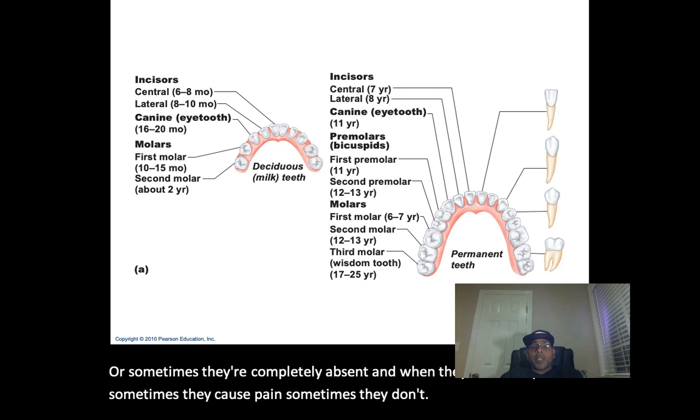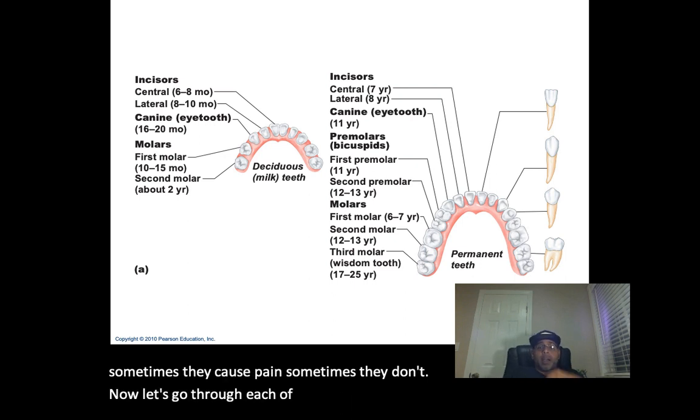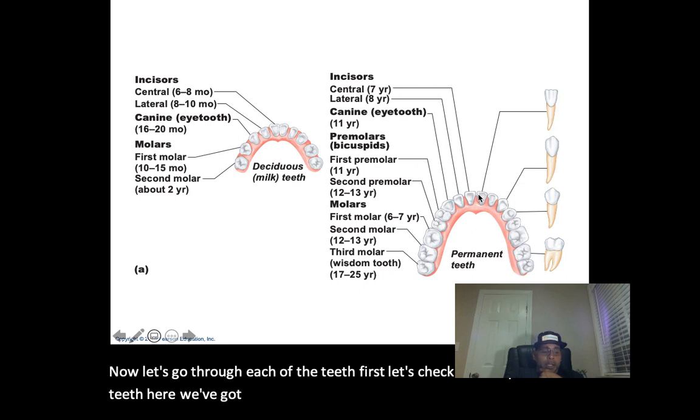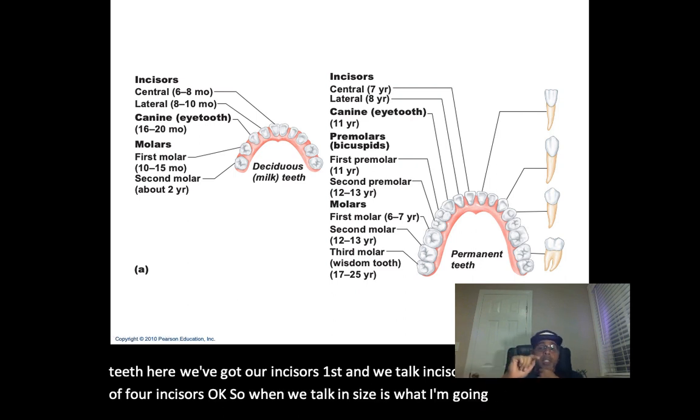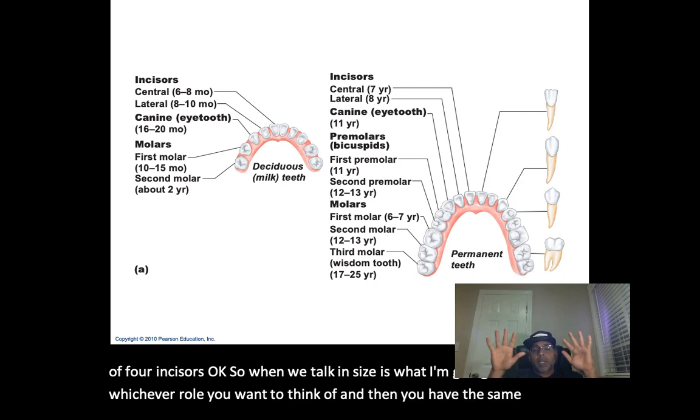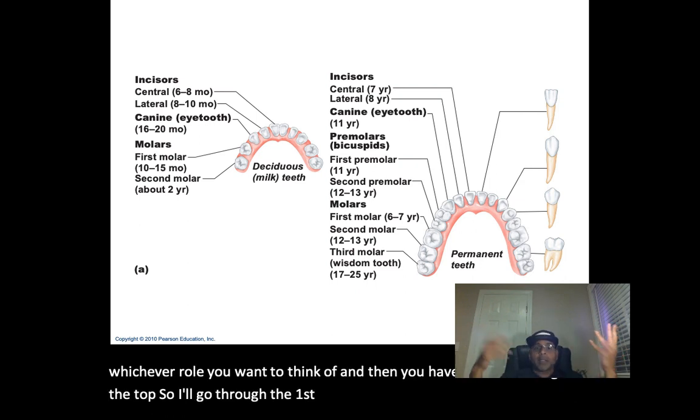Now let's go through each of the teeth. First, let's check out the permanent teeth. Here we've got our incisors first. When we talk incisors, we have a total of 4 incisors. So when we talk incisors, I'm just going to go through the lower row of teeth, or whichever row you want to think of, and then you have the same thing on the top. So I'll go through the first 16 and double that, and then you have 32.